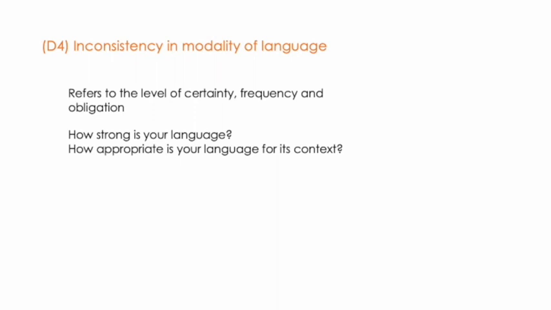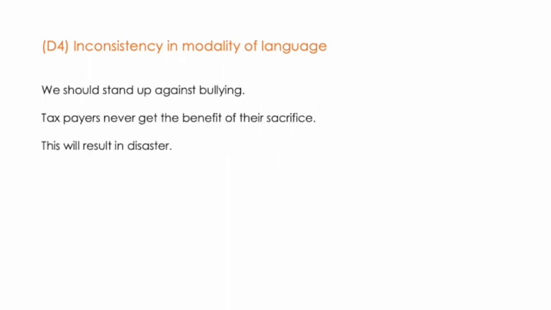Modality is never black and white. It's not always good to be really certain, and it's not always good to be really uncertain. It depends on the context. So this is where you need to make sure that you've tempered your argument to suit what you're trying to say. In this example, we've got the sentence, we should stand up against bullying.